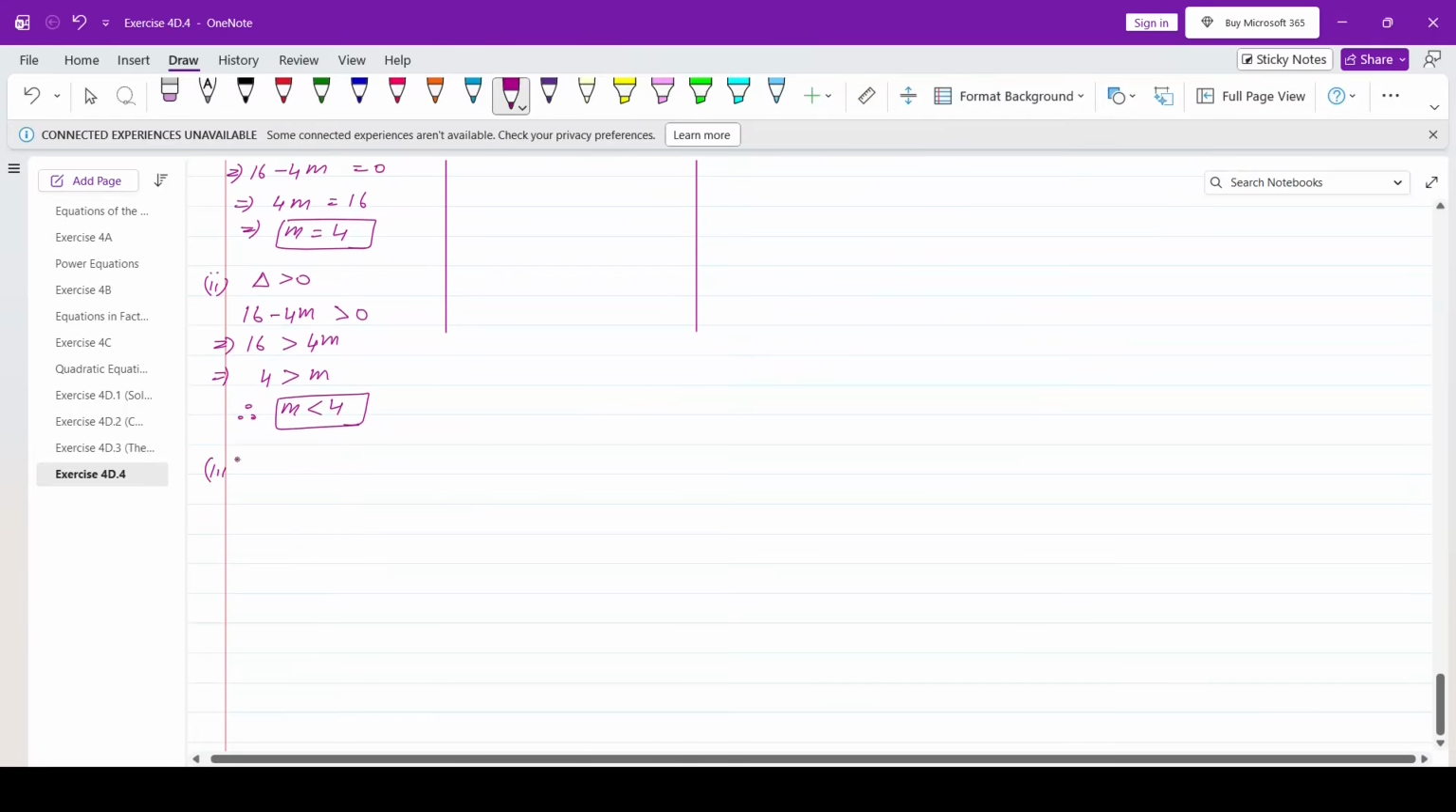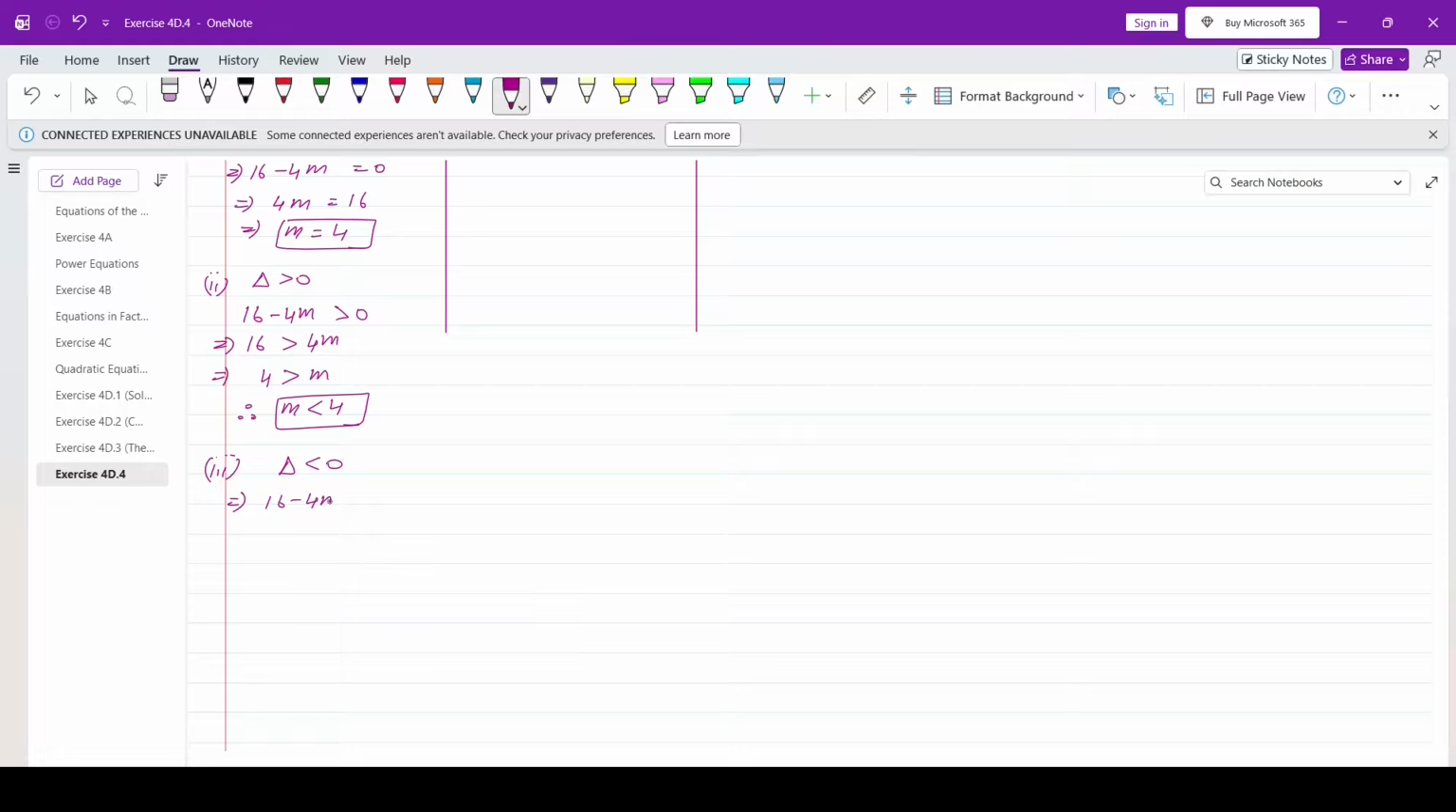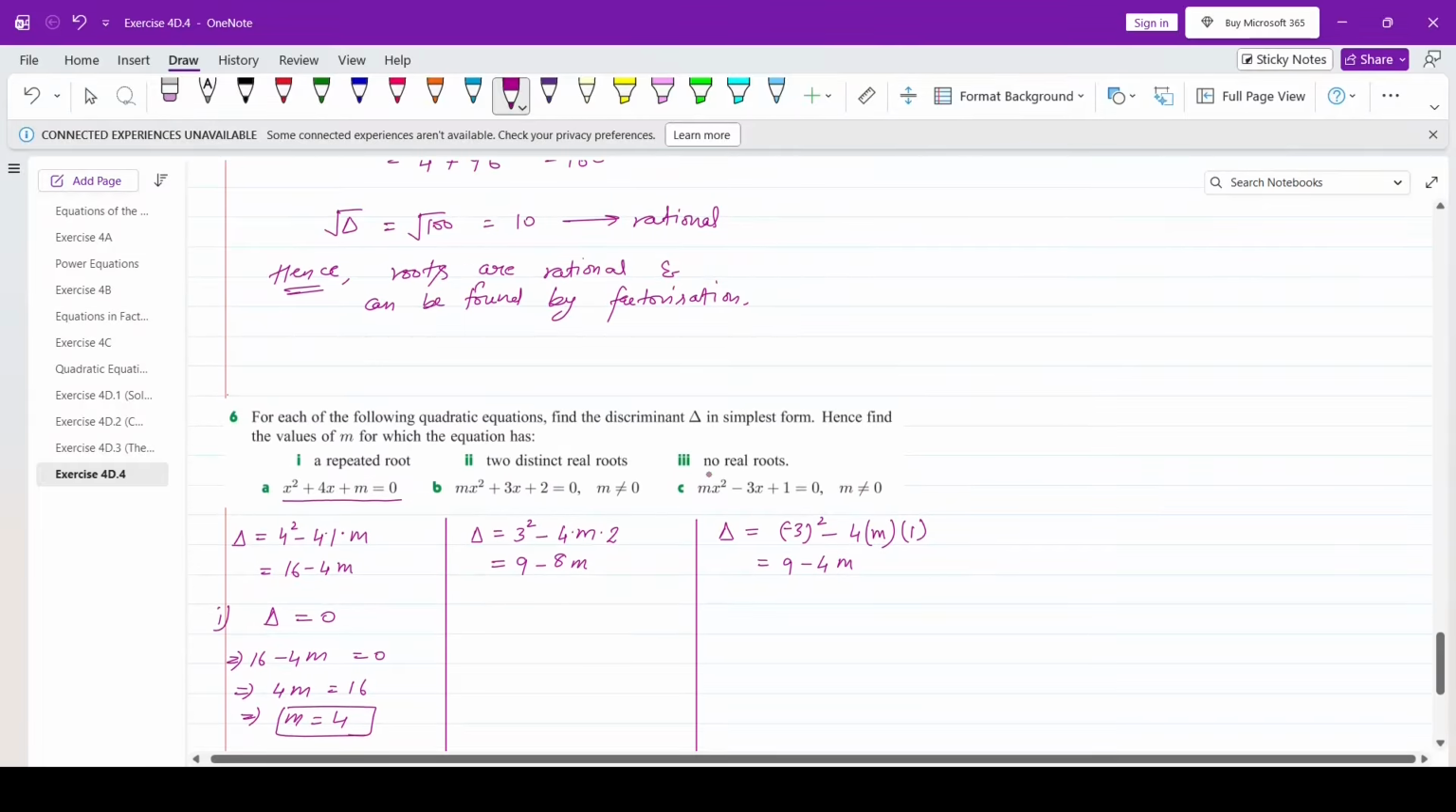And the third one is for no real roots. In that case, the discriminant must be less than 0. So 16 minus 4m must be less than 0, and hence 16 must be less than 4m, and 4 must be less than m, or m must be greater than 4. So when m is greater than 4, this equation has no real roots.